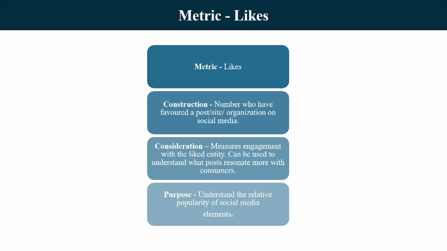For example, there may be thousands of likes for a particular topic, but for another topic which is dull, which may not be relevant or very interesting for the audience, the likes may be much lesser. The content related to these likes can be text content, image content, video content, or an interactive dashboard. It helps understand the relative popularity of the social media elements.